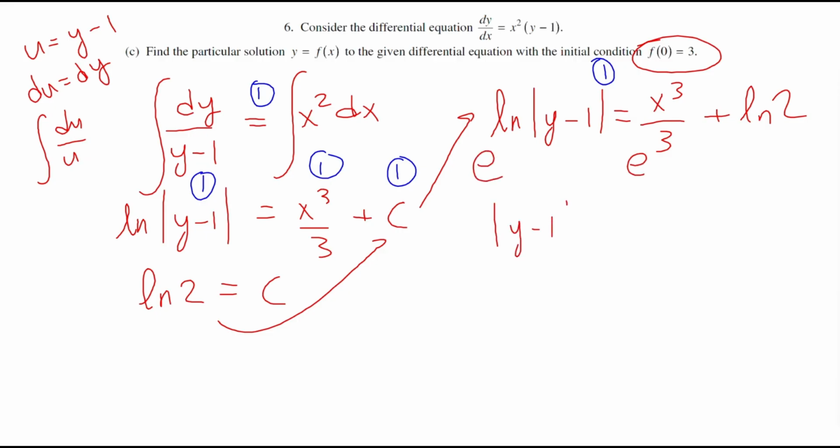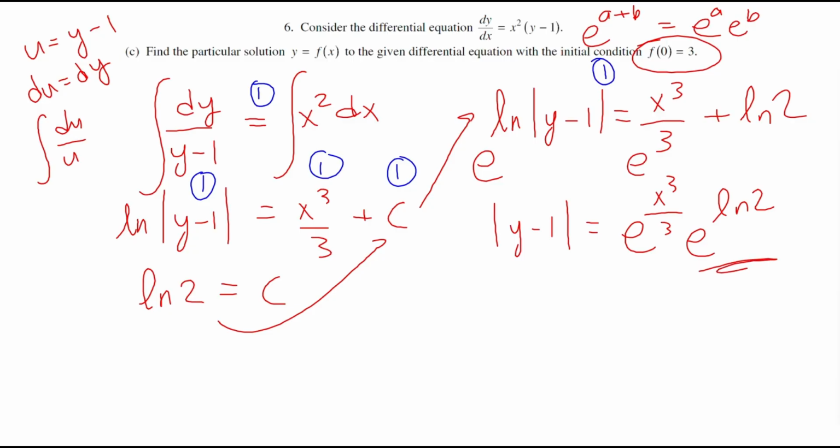That gives us absolute value y minus 1 equals e to the x cubed over 3 times e to the ln 2. Remembering that e to the a plus b is equal to e to the a times e to the b. So the reason we want to do that is because e to the ln 2 is just 2. So now we have 2e to the x cubed over 3.